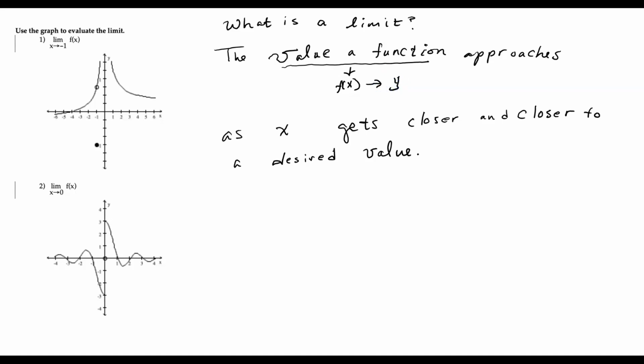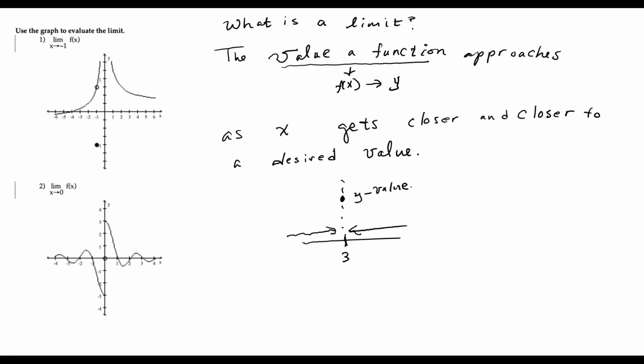Okay, so think about it. As x gets closer and closer to some number, so let's say 3, as we get closer and closer to 3 on the number line or on a graph, what is the corresponding y value that the function is getting close to? Okay, so the corresponding y value, that's what we're looking for. A limit is going to be a y value, all right?